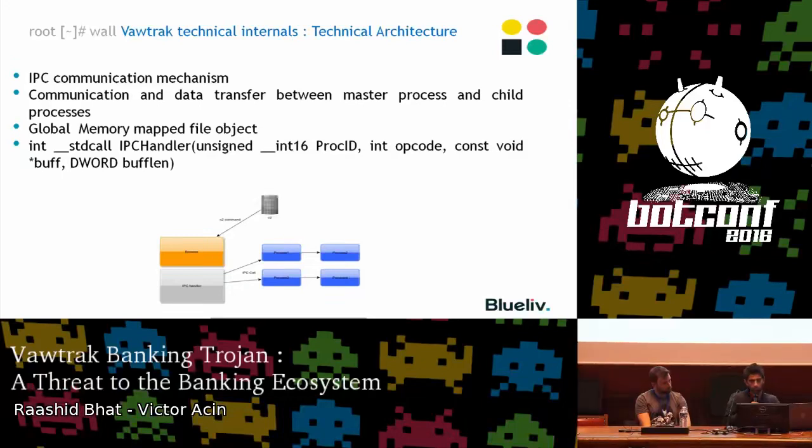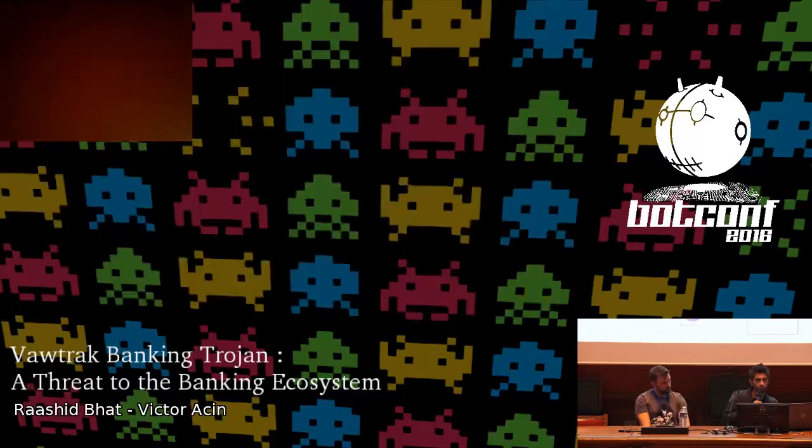To represent the handler in C, this is how it would look. It consists of the process ID from which the call was made, the opcode, the parameters, and the length of the parameters. All these opcodes are basically the API interface which the bot implements. The main module as well as the plugins all have opcodes, or API interface, basically all the functions they export.